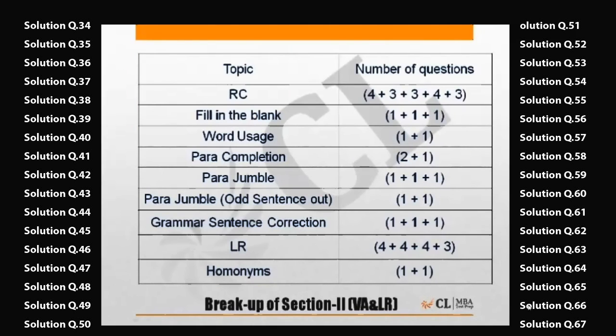Moving on, if I could give you a breakup of section 2, which included the verbal ability questions, there were a total of 35 VA questions, and this is the breakup. We had 5 RCs, 2 of which had 4 questions and 3 had 3 questions each. There were 3 questions based on fill in the blanks with 2 blanks each. There were 2 word usage questions, 3 para-completion questions, 3 para-jumble questions, 2 questions of para-jumbles, the one in which you have to pick up the odd sentence out, 3 questions of sentence correction, which meant you needed to know your grammar, and 2 questions from homonyms.